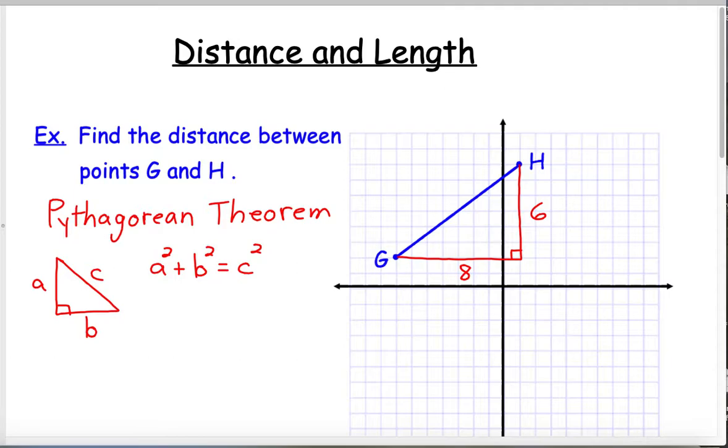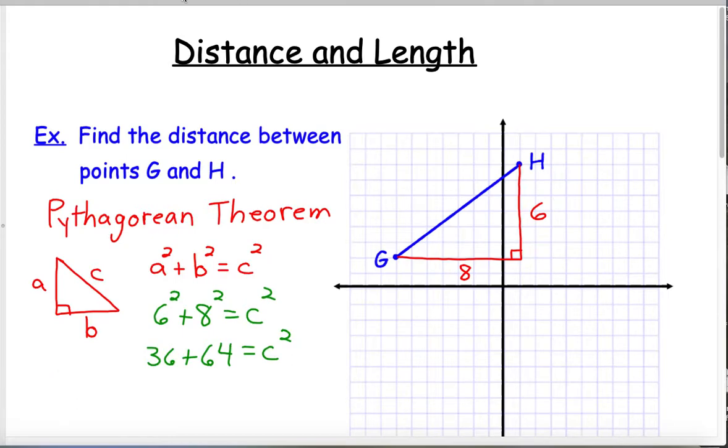So we know that, and it doesn't matter if you want to call A 8 or 6, and then B would be the other one. So it doesn't really matter. So I'm going to have, let's say, 6 to the second power plus 8 to the second power equals C to the second power. Now, what is 6 to the second power? Remember, that means 6 times 6, not 6 times 2. So 6 times 6 is 36. And then 8 times 8 is 64. And that equals C squared, or C to the second power.